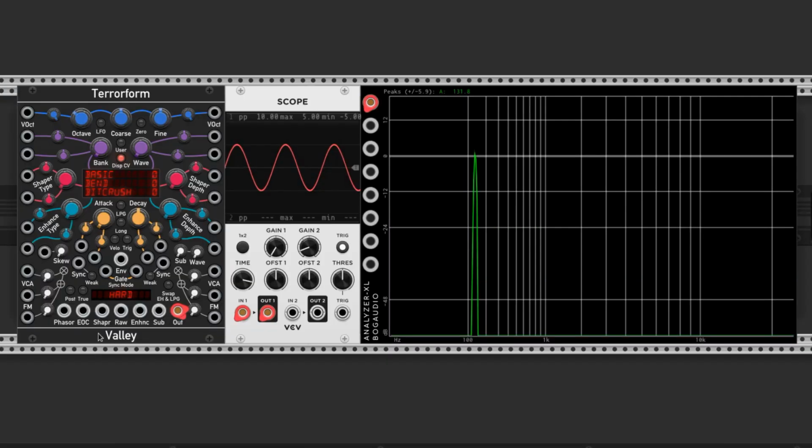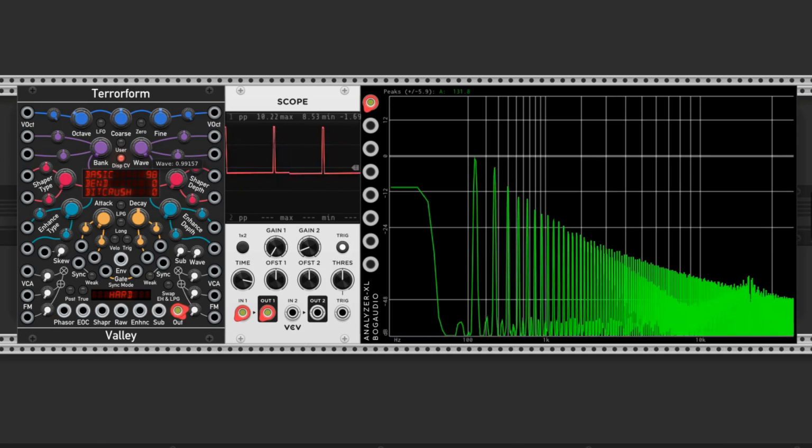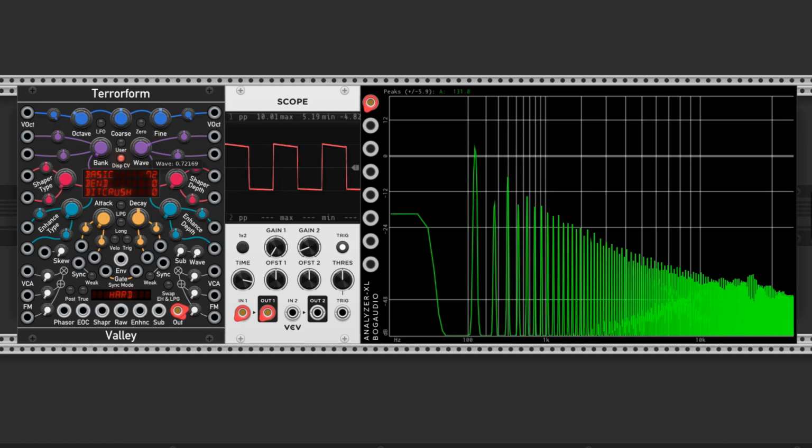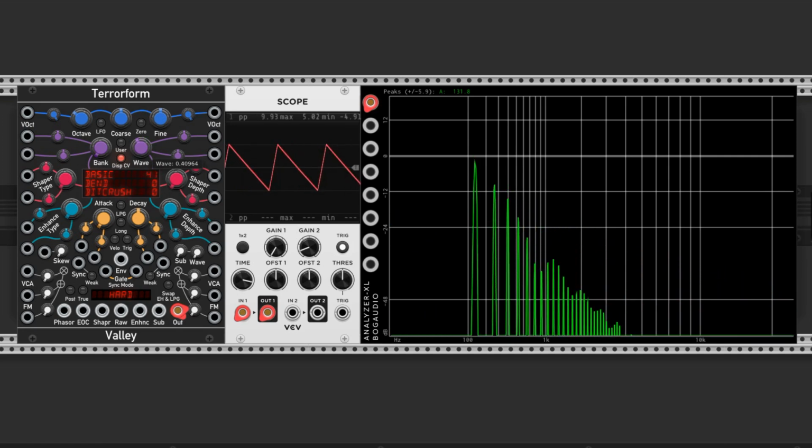Here's one that's very feature-rich. It is the Terrorform by Valley. It can produce many different waveforms, including the four basic types that we talked about. This type of oscillator is called a wavetable oscillator, and these oscillators are known for their ability to produce dynamic and evolving timbres.